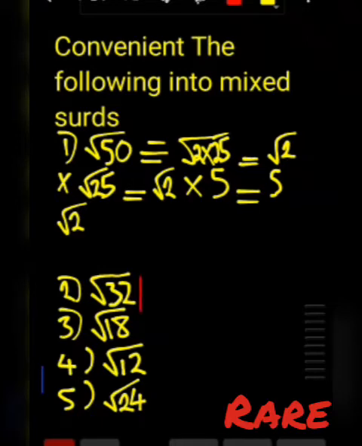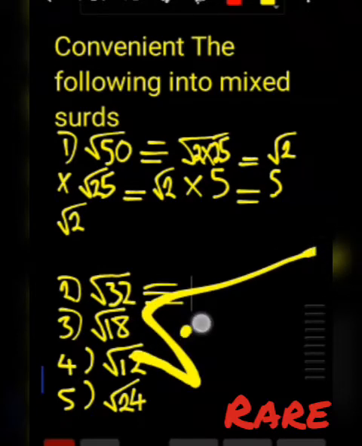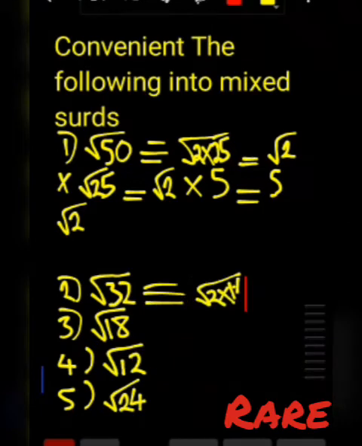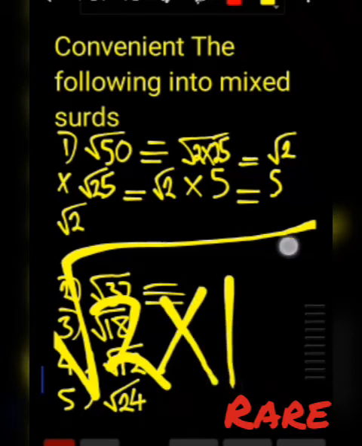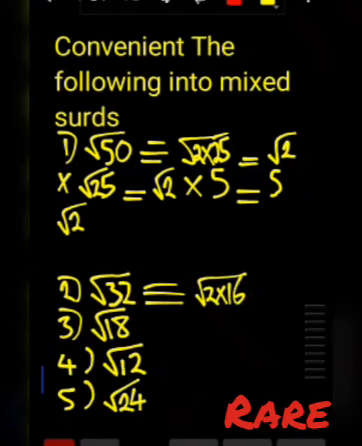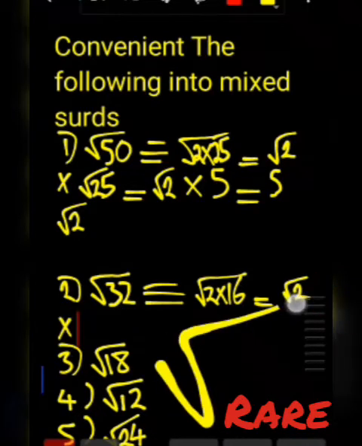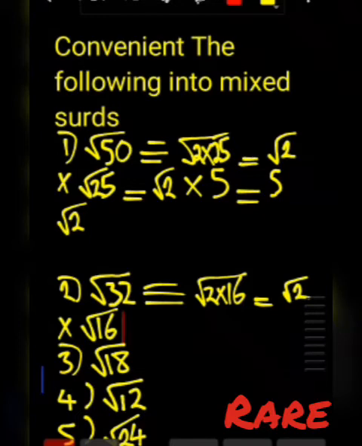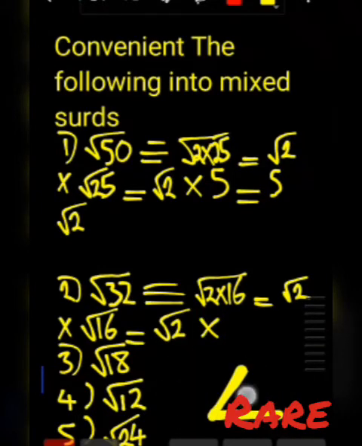How about the root of 32? How about if we say this is equivalent to the root of 2 times 16? Sorry, the root of 2 times 16. Is it the same? 2 times 16 is simply 32. So this again equals the root of 2 times the root of 16. So when you do this, you're going to remain with the root of 2 times 4.